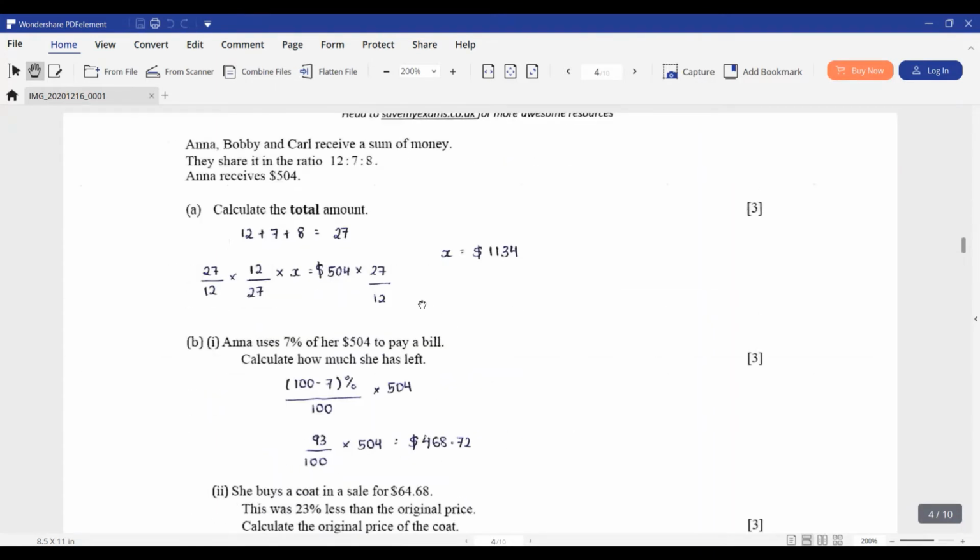Anna, Bobby, and Carl receive a sum of money. They shared it in the ratio 12 to 7 to 8. Anna receives $504. Calculate the total amount.